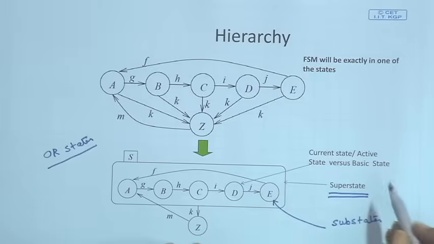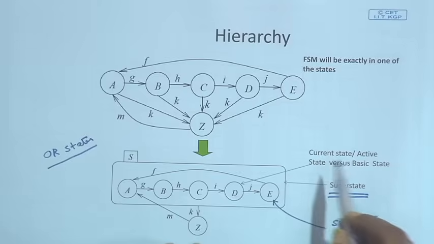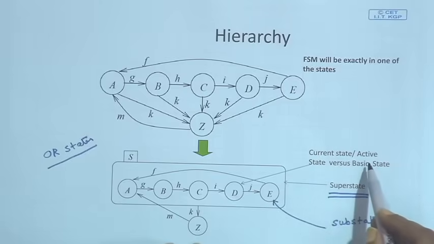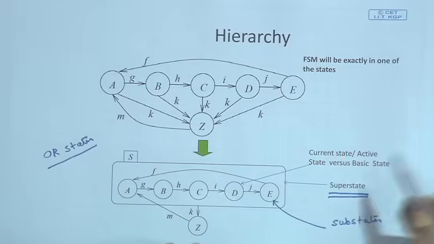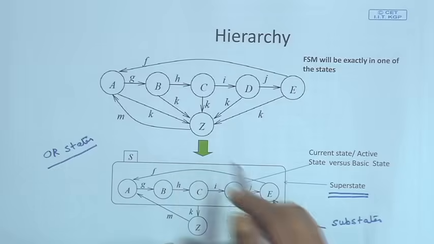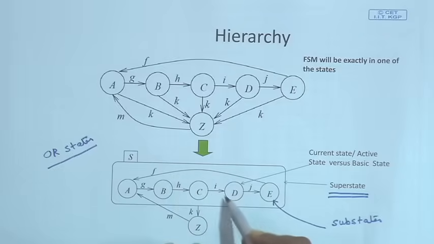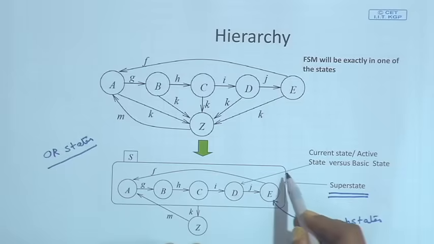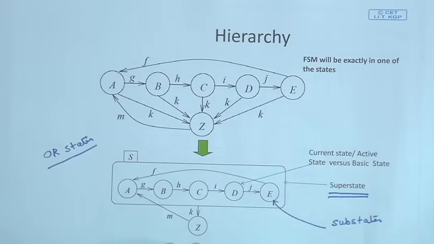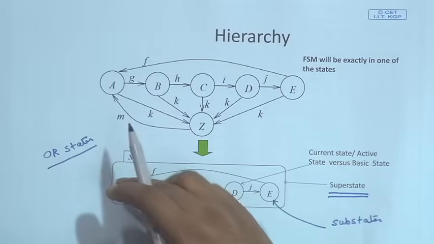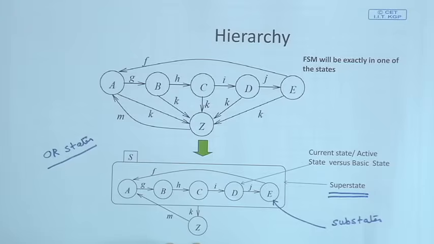Now, what is a current state? A current state is, if it is in A, B, C, D, anywhere, then it is in a current state. So, for example, if the machine is now in D, then that is the current state or the active state. And also this whole thing is a current superstate. So, I have got superstates and substates, and I have got these OR states.